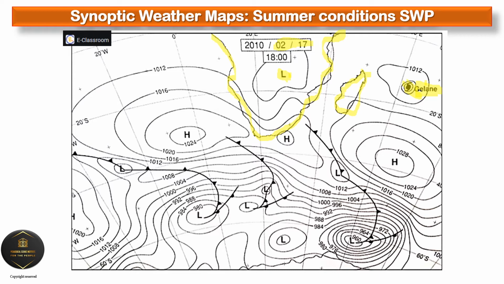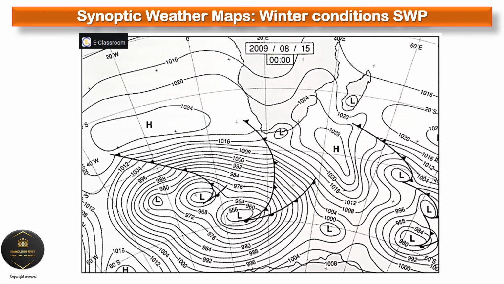Yeah, so those are pieces of evidence you can identify. Now in winter then you'll have a different situation. Now continuing to count, from March, April, May we have autumn. From June, July and August we have winter, and the date here is 2009 August 15. So this is showing us that it is still winter conditions being depicted here.